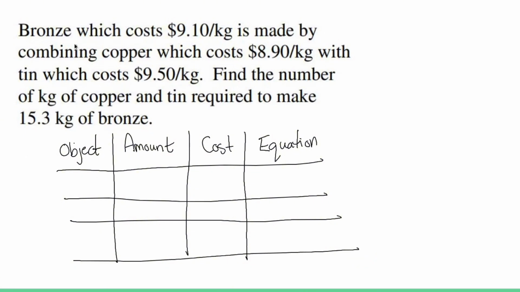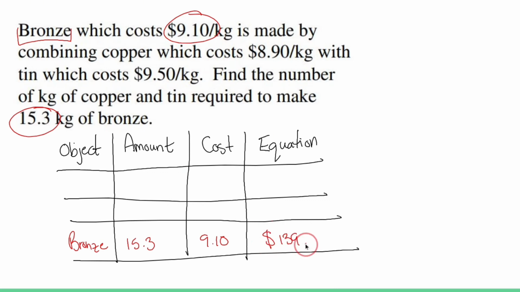All right, so let's take a look at the total thing, the end result, which is bronze. So I'll put that right here, bronze. What do I know? I want to make 15.3 kilograms of it, and I know it costs $9.10. So in order for me to come up with an equation for this, I need to find out how much 15.3 kilograms of bronze costs at $9.10, and I'm going to multiply those two numbers together. The number that we get when we multiply that is $139.23.